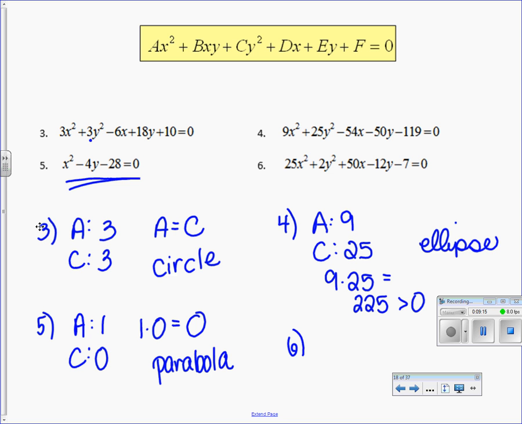Okay, number 6. We're going to have 25x squared. So that will be my A value. And then we look for the y squared. That's a 2. And they're not the same, so it's not a circle. So I'm going to multiply them. Now if I multiply them, I'm going to get 50. 50 is a positive number, so this is going to be just like number 4. This is going to be an ellipse.